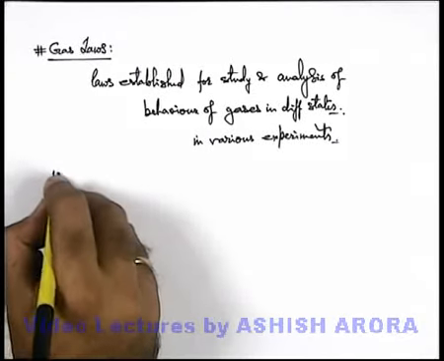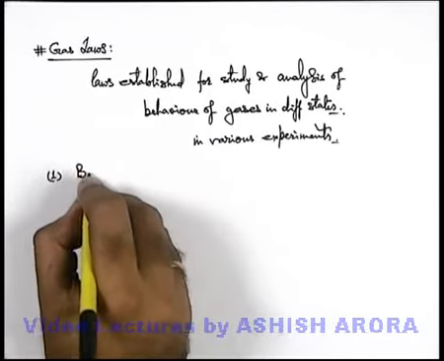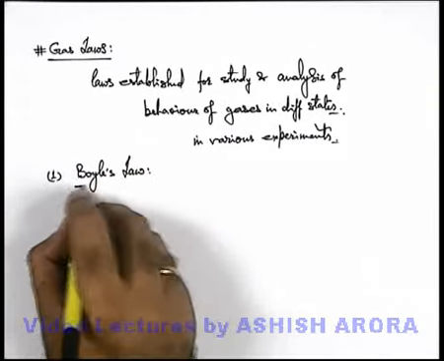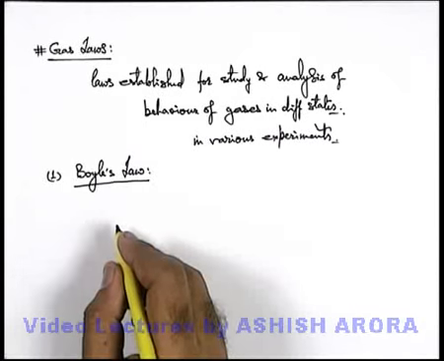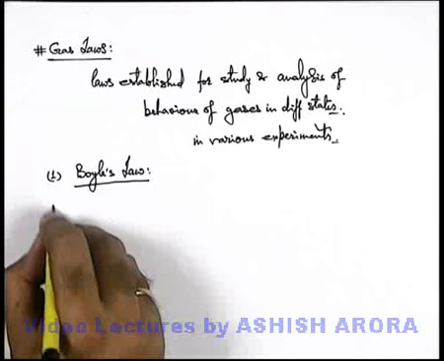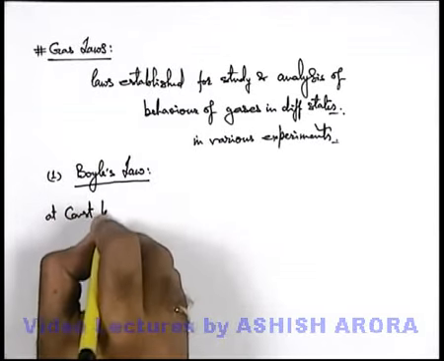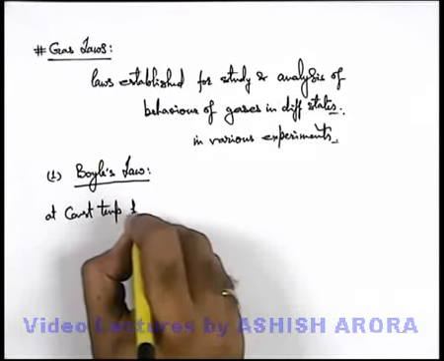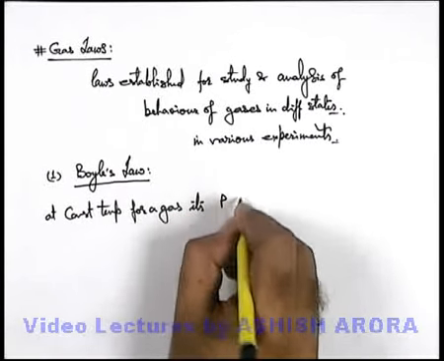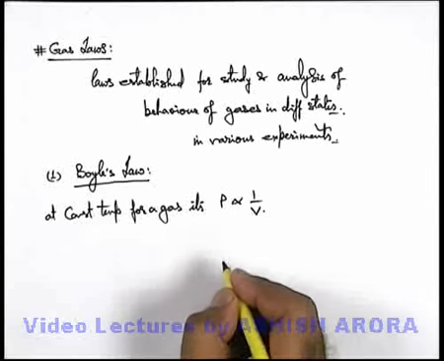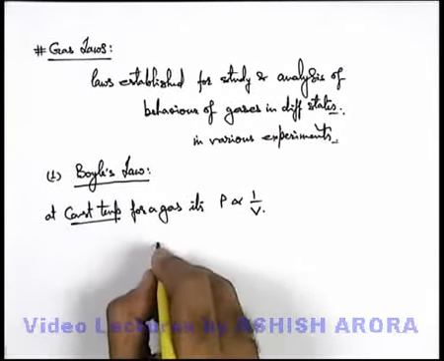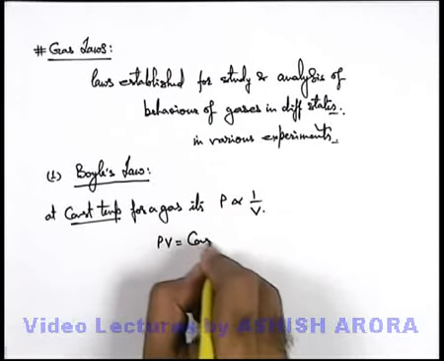The very first is Boyle's law, which relates pressure and volume of a gas at a given temperature. You can simply state at constant temperature for a gas, its pressure is inversely proportional to its volume. Or we can write for constant temperature, the product of pressure and volume is a constant.